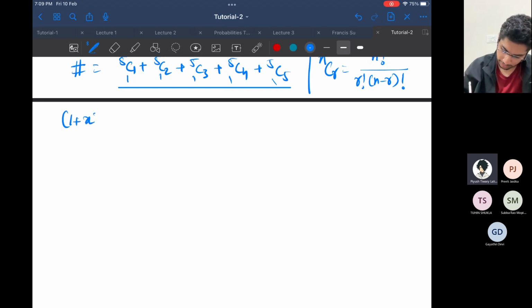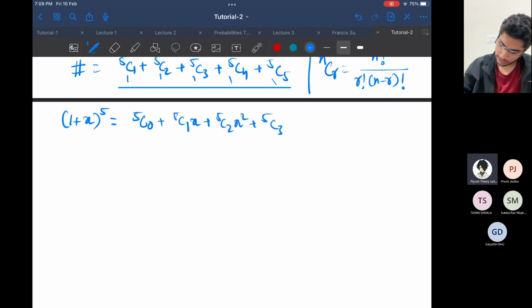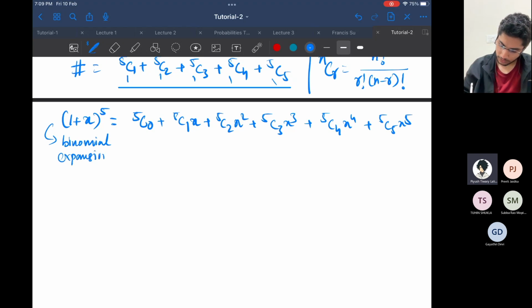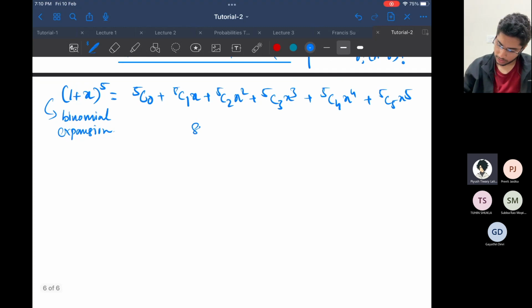You look at the expansion of (1 plus x) raised to 5. I hope you remember that this is nothing but 5c0 plus 5c1 x plus 5c2 x square plus 5c3 x cube plus 5c4 x raised to 4 plus 5c5 x raised to 5. This is what people call the binomial expansion. Now substitute x to be 1.